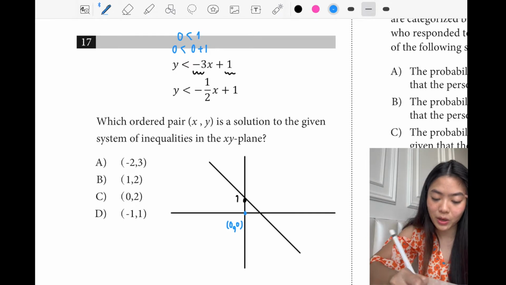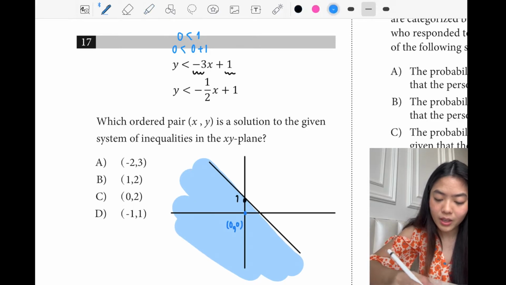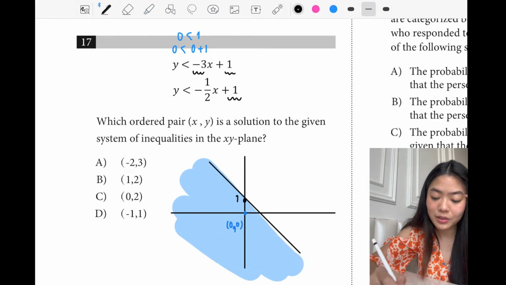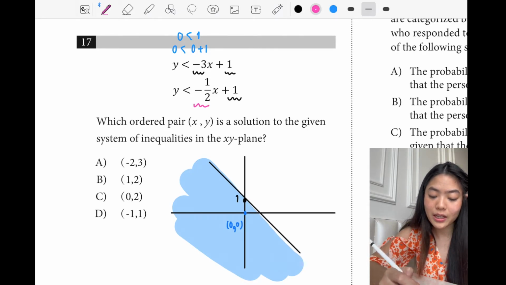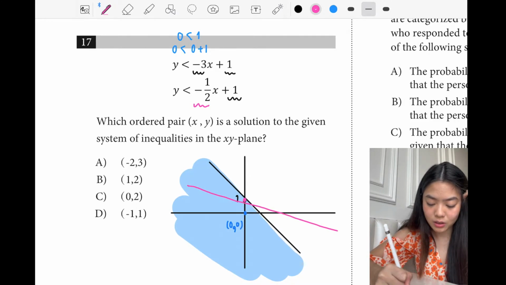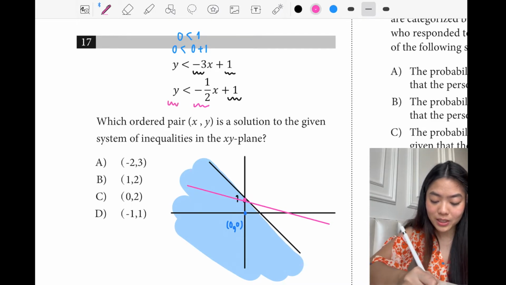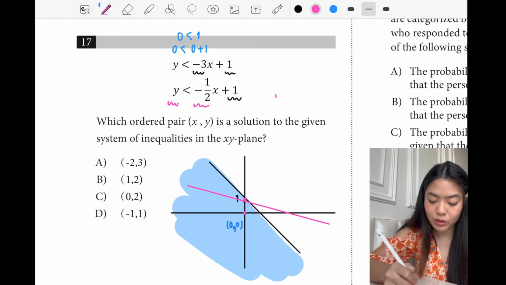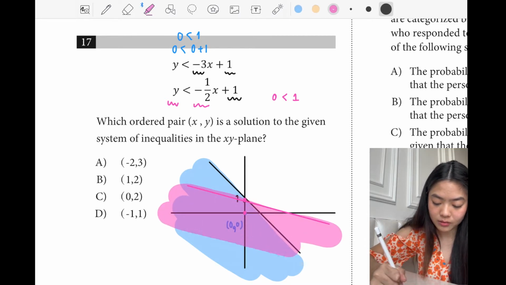1. So 0 less than 1 is true, therefore I'm gonna shade this part. Next, the other one is also a negative slope, and the y-intercept is at 1. Okay, so from here, this one's slope is smaller, so the steepness would be smaller than the first line, therefore I would draw it like this. And this one is less than again, so I would test 0, 0, and then it's 0 less than 1, which is true, therefore I'm gonna shade this part.